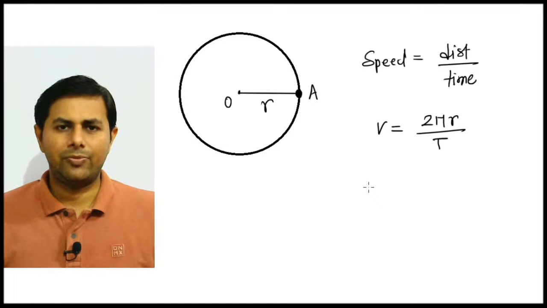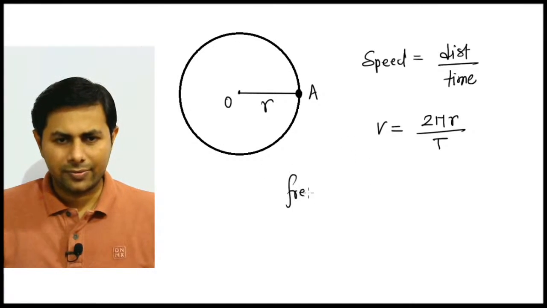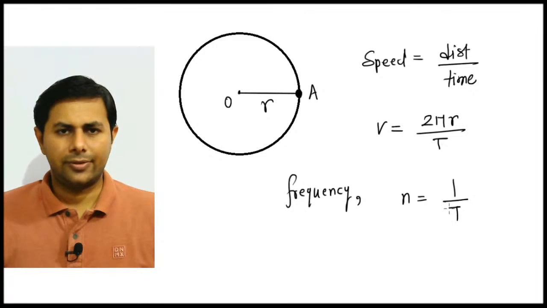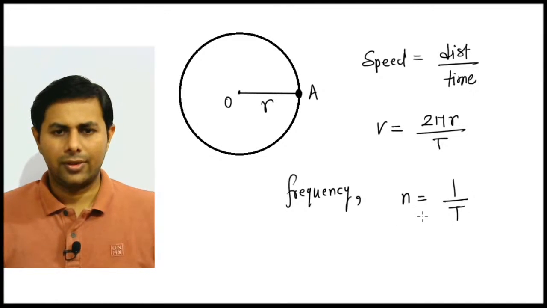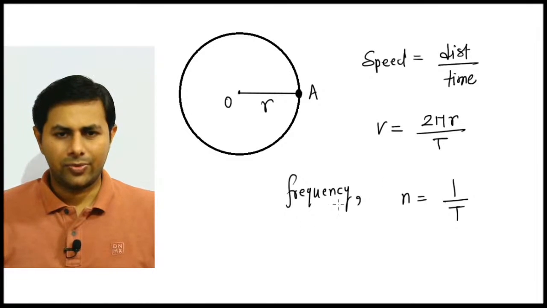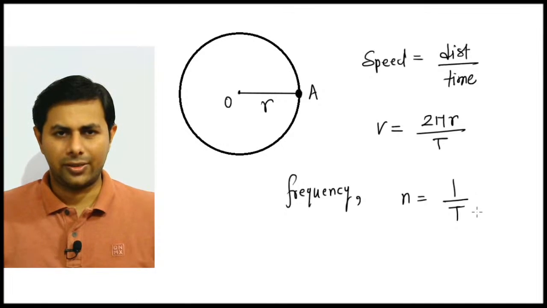All right, now what is relation between the frequency and time period? So frequency n is reciprocal of time period. So number of revolutions performed by an object per unit time is reciprocal of the time period. So frequency n of this object is equal to 1 over T.